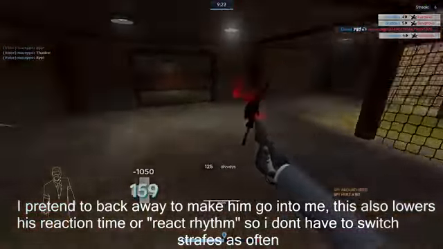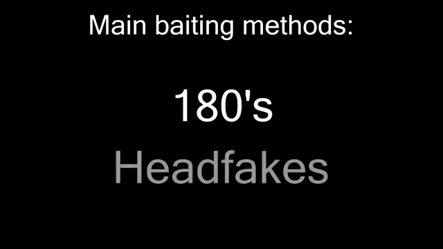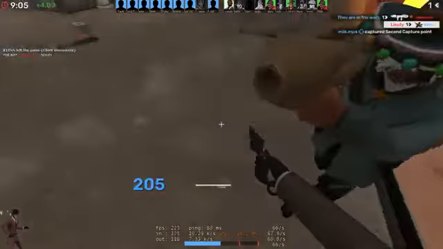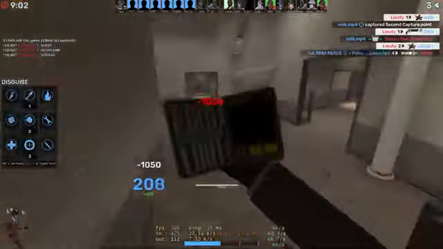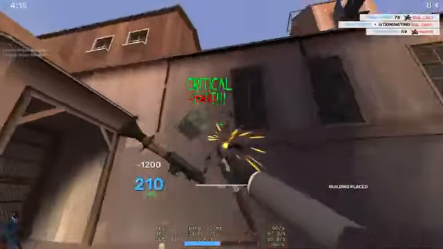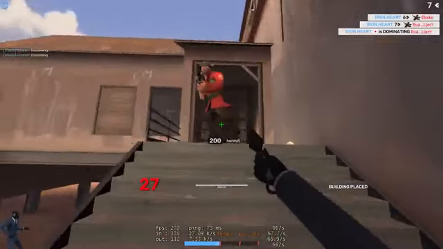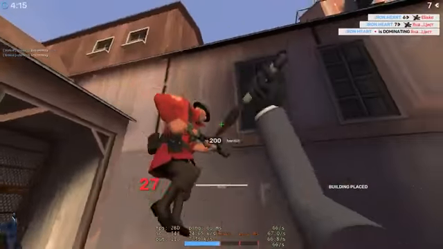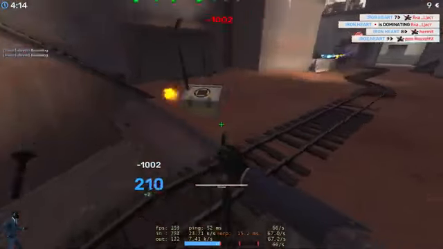The two main methods of bait are 180s and head fakes. With head fakes, we can manipulate their movement patterns and we can make them look in a certain direction. When the enemy sees your sides, they tend to move a bit differently. If they see your side, they can try to, let's say, go behind you, or go away from you, and you can trap them into a backpedal this way.